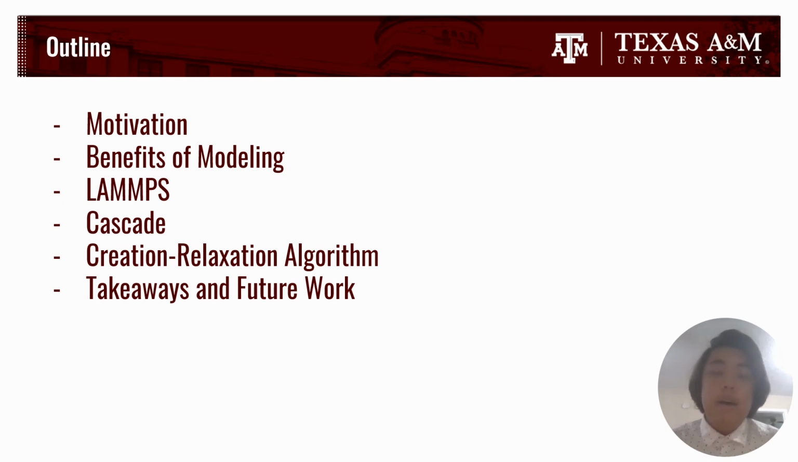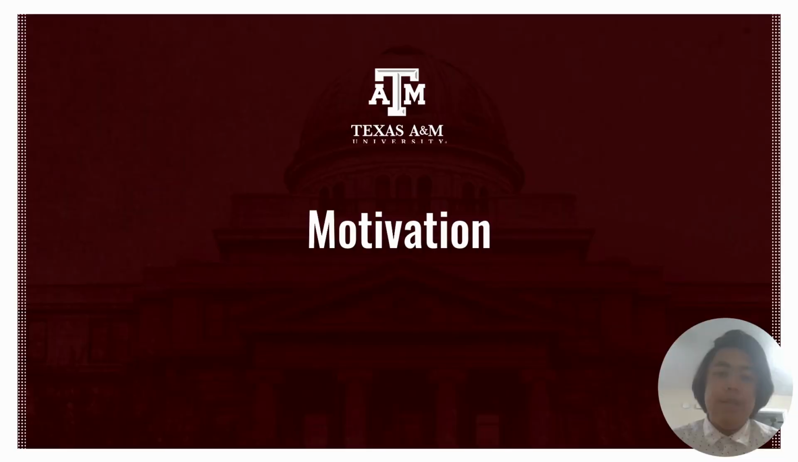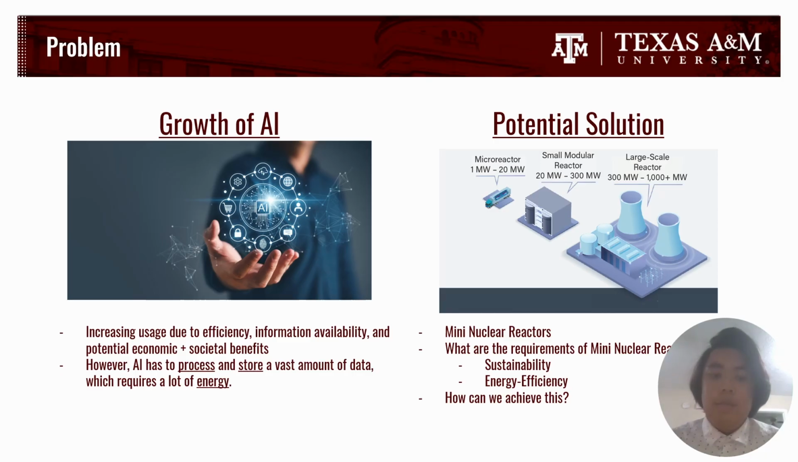So here's just an outline of how my presentation will go and the order that it'll be in. Let's start off with the motivation. So why am I doing this? Well, we've all heard of AI, right? It's something we may use because it's efficient, it has a lot of available information, and it has a lot of potential economic and societal benefits.